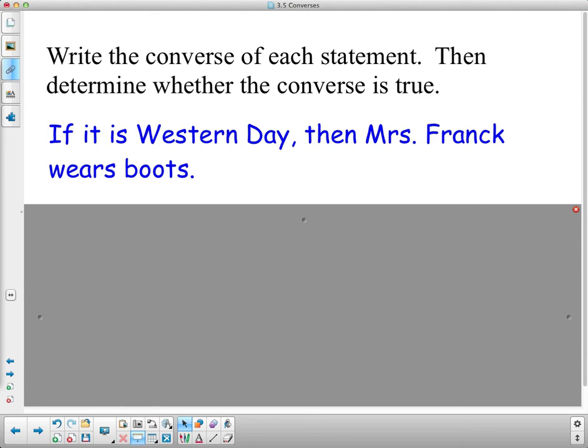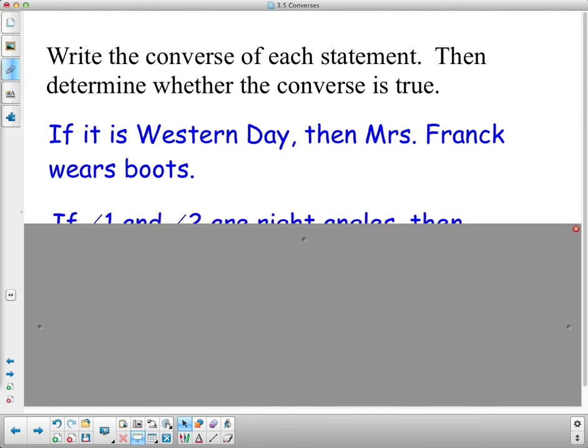Correct. So then, is that converse, I guess we'll give examples here, is that converse true? I guess you'd have to ask me, if Mrs. Frank wears boots, then it is Western Day. I'd like to say no, because you can wear them on any day. It doesn't just have to be Western, because Tristan wears them every day. So that would be a false converse.